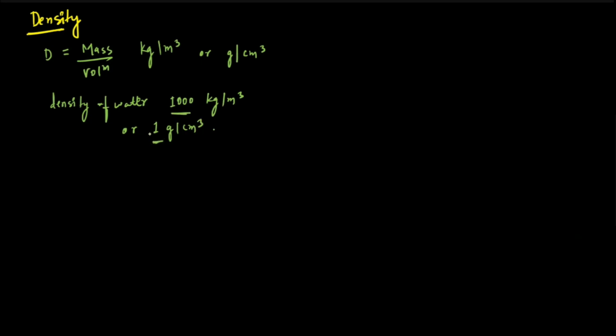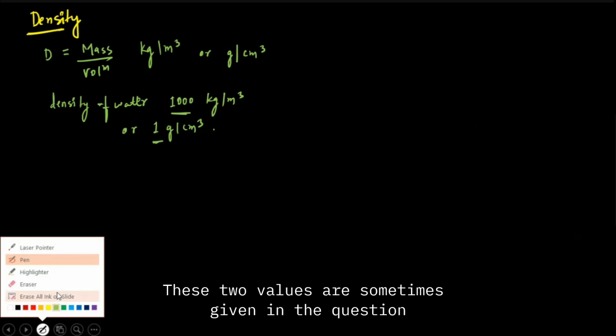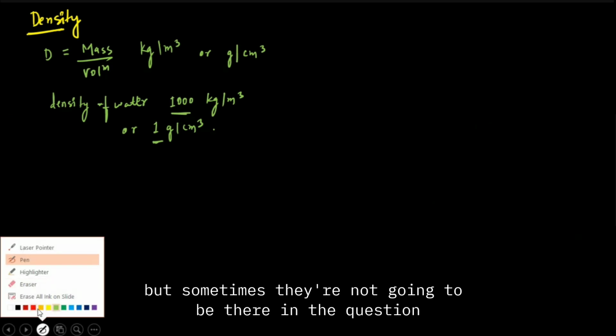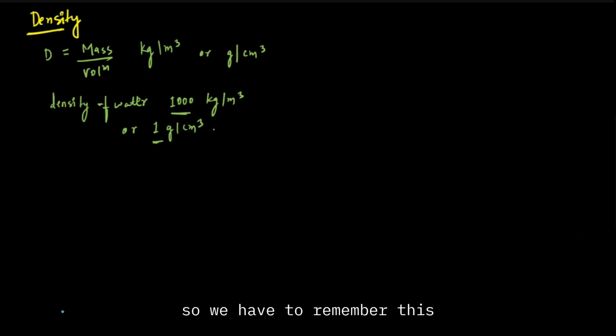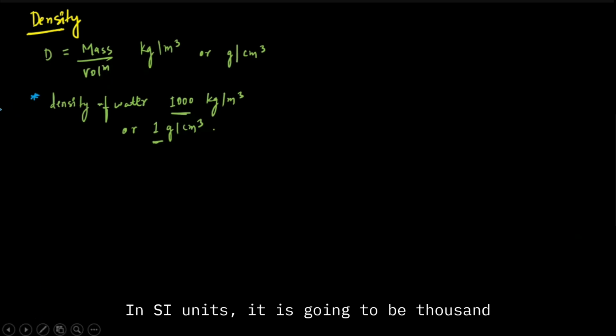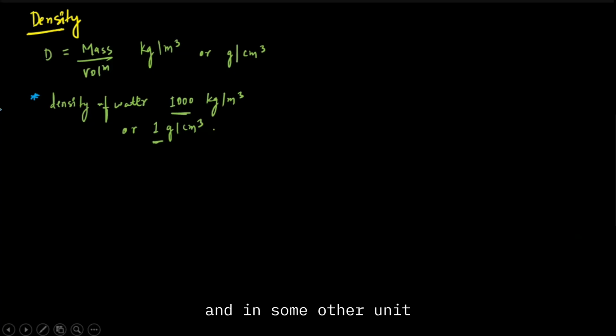Sometimes these two values are given in the question, but sometimes they are not going to be there in the question. So we have to remember this, at least for water. In SI units, it is going to be 1000, and in some other unit, that is gram per centimeter cube, it is going to be 1.